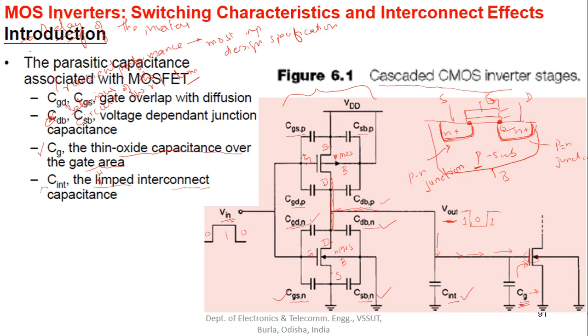So basically we have these 4 plus 4, 8, plus 1, 9, and 10 capacitances. 4 plus 4, 8 capacitances are due to the device, 1 is because of the interconnects or the wire, and the last one is because of the next stage input capacitance that comes into the picture. So we will take into account these 10 capacitances when we analyze the circuit behavior.